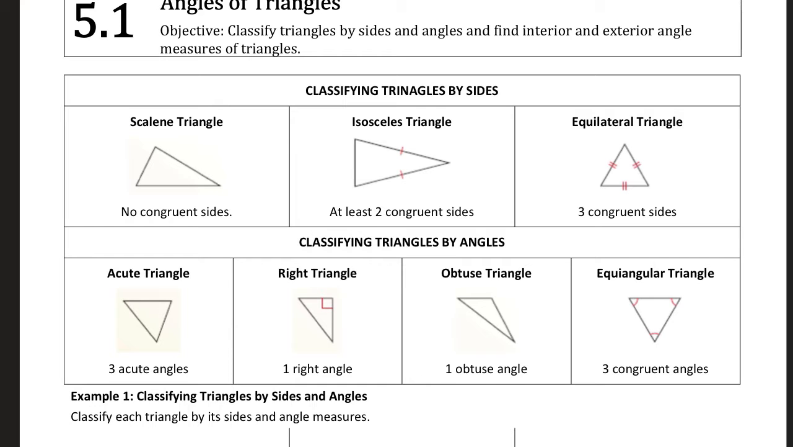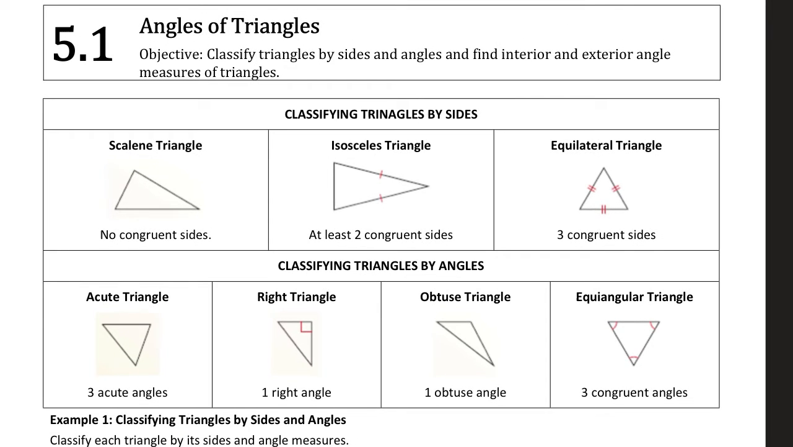Okay, so we are at Unit 5, Lesson 1. And in Unit 5, we are going to talk about congruence, and more specifically, special congruence in triangles. So to understand that congruence, we need to understand triangles, and how their angles and how their sides classify them. So in this lesson, we're going to talk about specifically the angles in triangles.